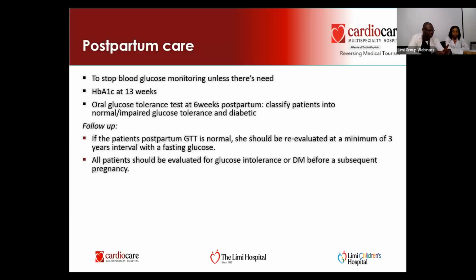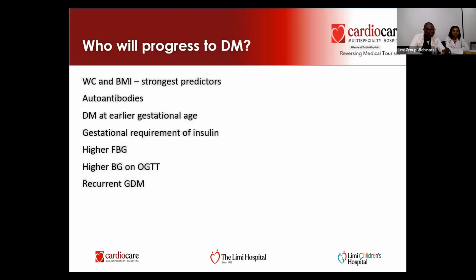And always remember that if the OGTT is normal and the woman goes away, after 3 years the patient is supposed to be reevaluated. But unfortunately, most times within 3 years the patient is pregnant again. So they're back and you start from the beginning. So most times the 3 years doesn't really work, unless probably after the last pregnancy.